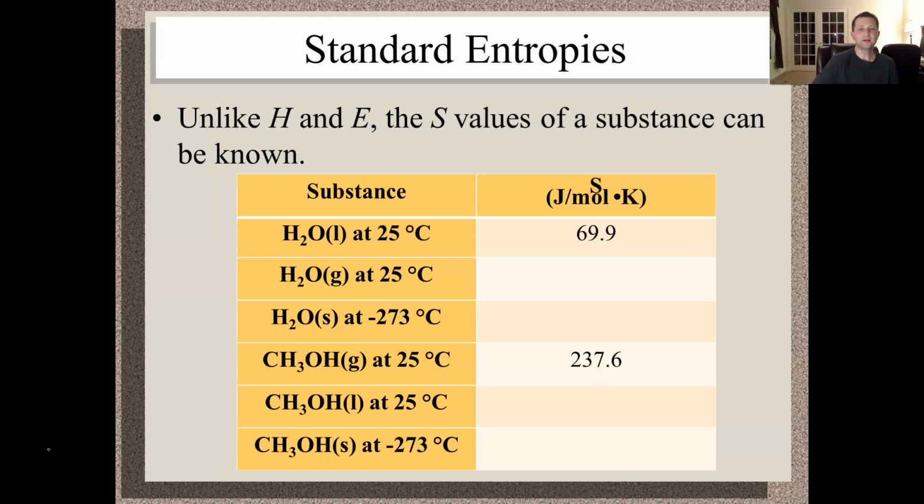So unlike enthalpy and overall energy, the S value, or the entropy, can be known, right? And you can just look these up in a data table. So let's look at the pattern or the trend here. You have liquid water at 25 degrees Celsius. The entropy value is 69.9 joules per mole Kelvin. The unit here is really, really important. It is joules per mole Kelvin.